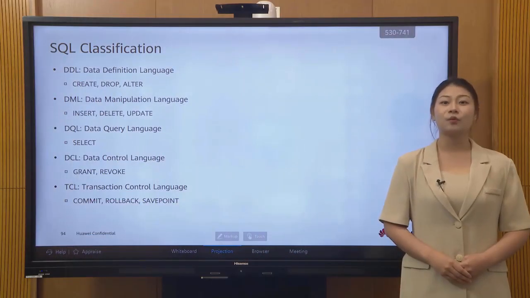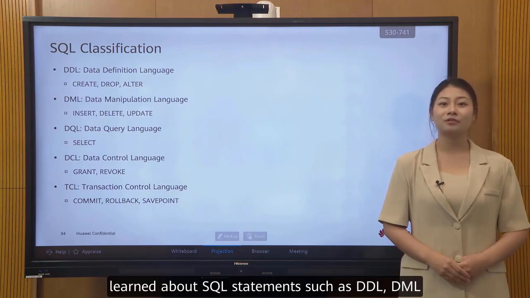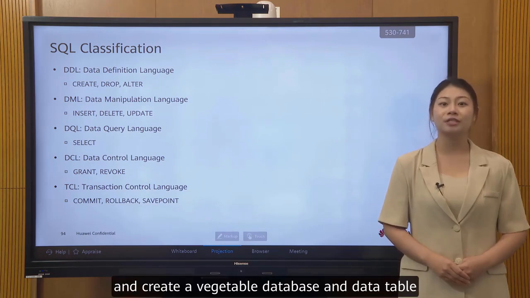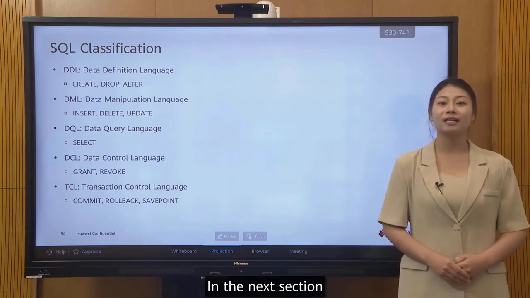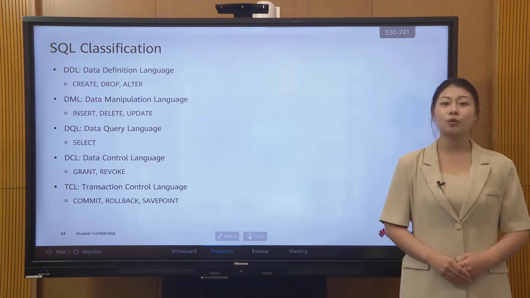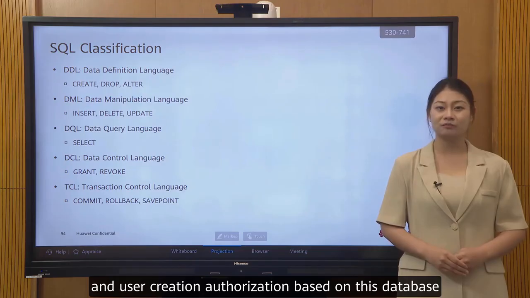In this section, we have installed and initialized MySQL, learned about SQL statements such as DDL and DML, and created a vegetable database and data table. In the next section, we will practice common operations such as query information and user creation authorization based on this database.